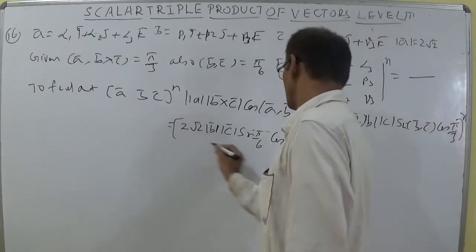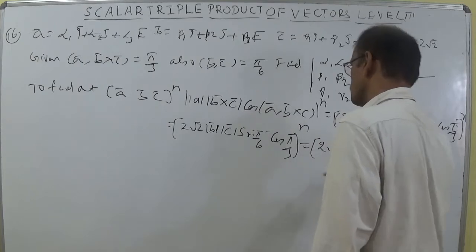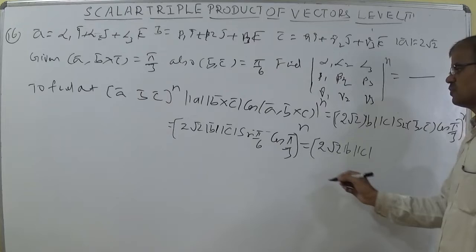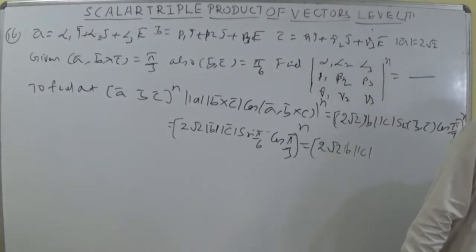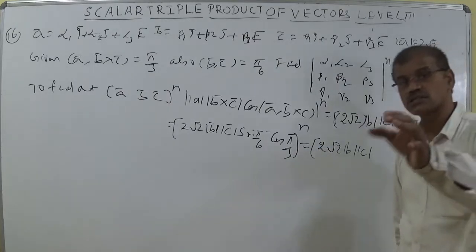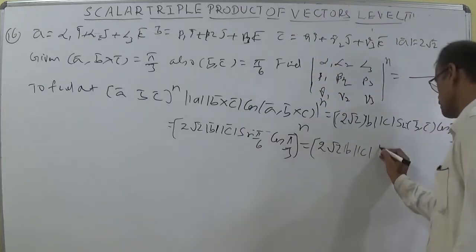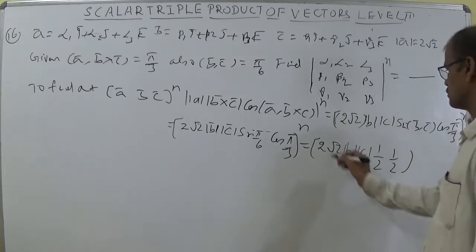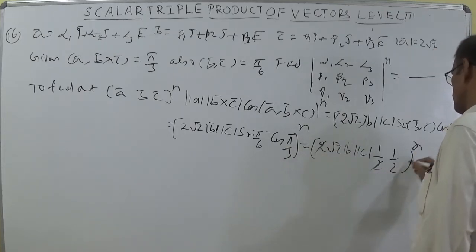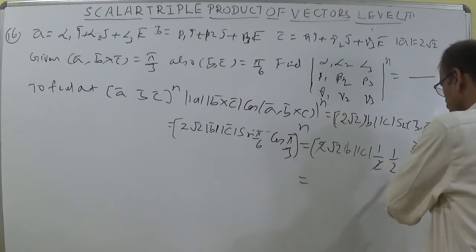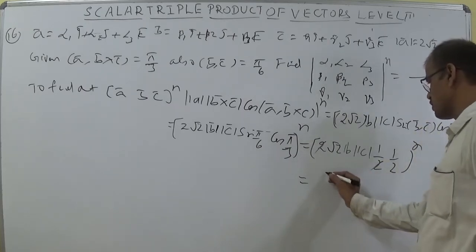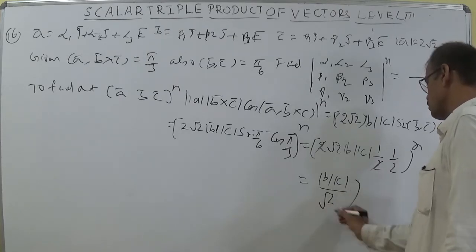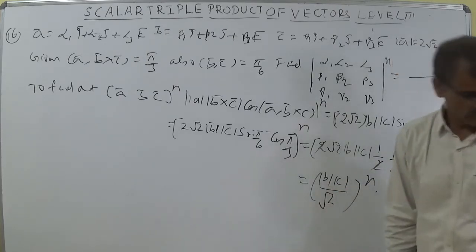This is also whole power n, we should write. For this one also whole power n. 2 root 2 into mod B into mod C into sin 30, whose value is 1 by 2, and cos 60 value is also 1 by 2. So here you can write 1 by 2 into 1 by 2 according to the angle. 2 and 2 will get cancelled, whole power n you write. This root 2 becomes, dividing in this 2, as root 2 times. You can say here mod B into mod C whole by root 2, whole power n.